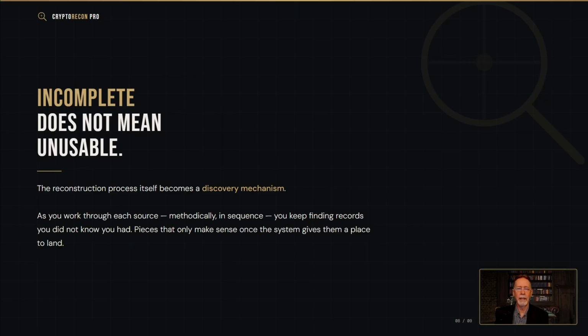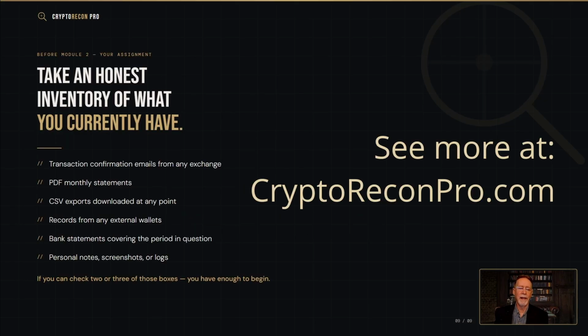The reconstruction process itself became a discovery mechanism. As I worked through each source methodically in sequence, I kept finding records I didn't know I had. A bank entry that confirmed a deposit amount an email had left blank. A wallet export that filled a 3-week gap in my exchange history. Pieces that only made sense once the system gave them a place to land. That's what this system does. It gives the pieces a place to land.